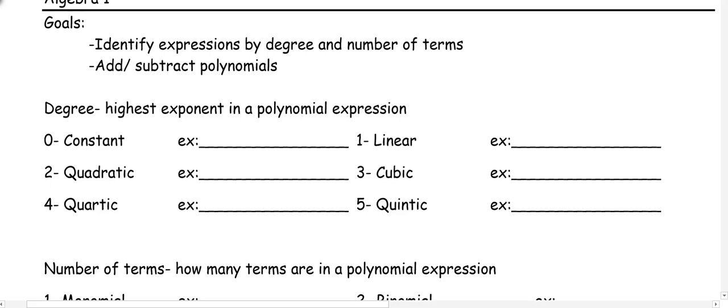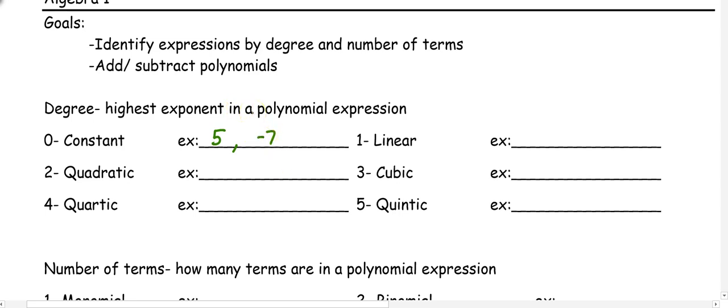This video is about identifying expressions by degree and number of terms and adding and subtracting polynomials. So a degree is the highest exponent in a polynomial. If it has a degree of 0, it's just a constant. So it's just going to look like a number, like -5 or -7. Those are both examples of a constant.